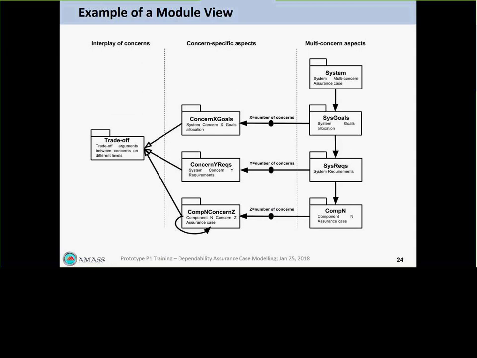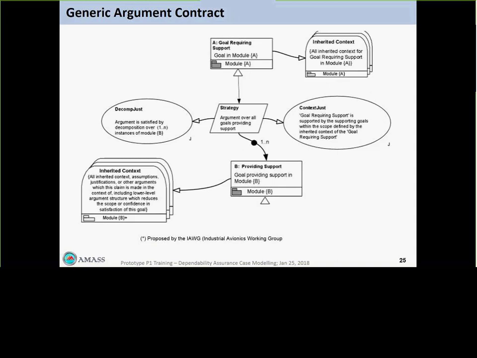The other thing I talked about before is the argument contract. This is an example of an argument contract. This was proposed by the Industrial Avionics Working Group. They made a nice paper. At the beginning, they said, why not make this argument contract just with some tables? And then when they worked on it, they said, no, why not actually use GSN to explain how we are connecting the different modules. In the end, an argument contract is a piece of argument explaining how we are connecting one goal to another.